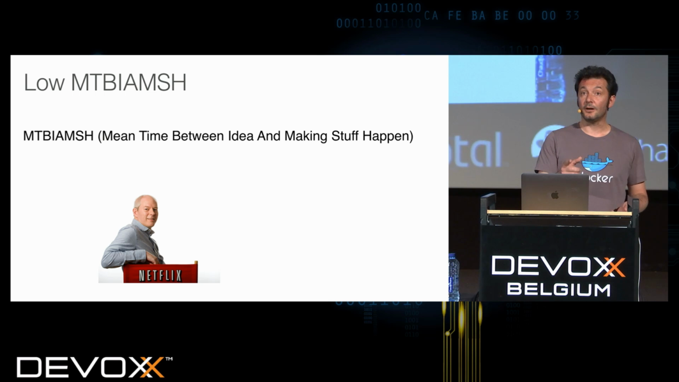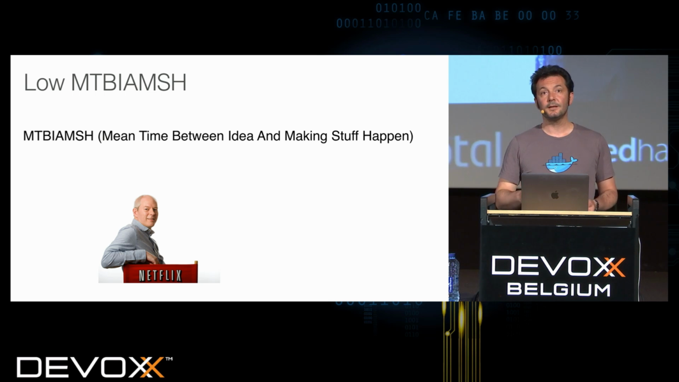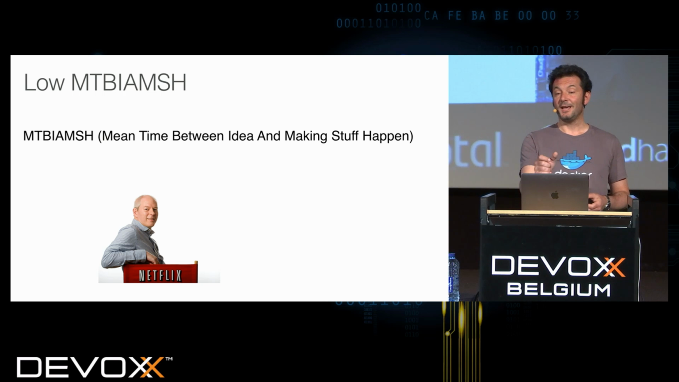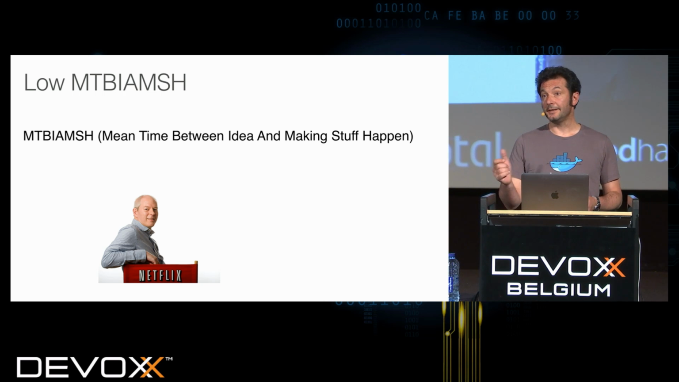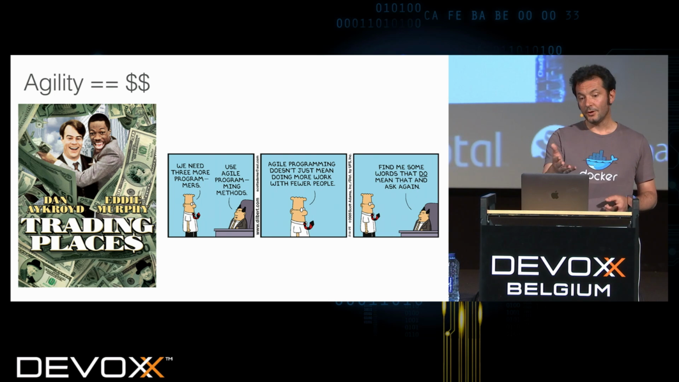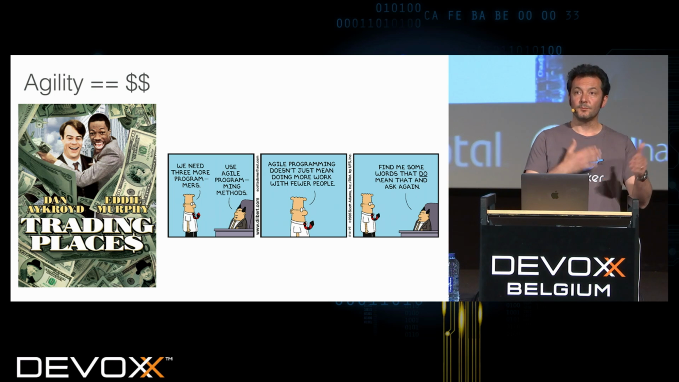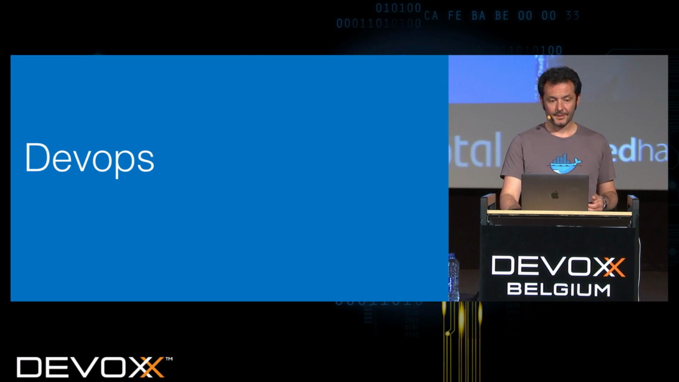And Adrian Cockcroft, who joined Amazon recently and was at Netflix before, coined a term that I like a lot that summarizes what Agile is about. It's to lower what he called the MTBAMSH, the mean time between idea and making stuff happen. So agility is really about dollars and about business. It's about developers focusing on building business value faster.